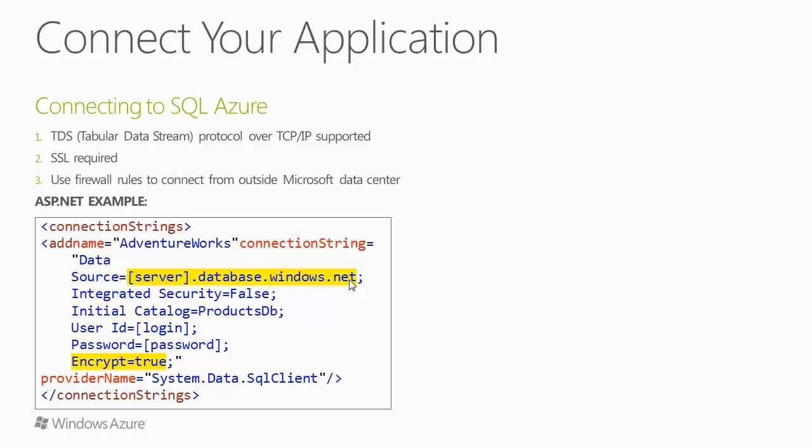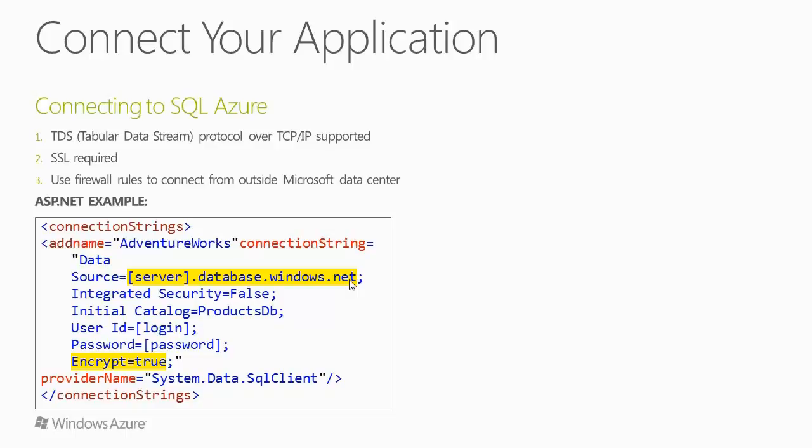That was at the database side, but there are also ways to protect and secure your SQL Azure database from the application side. Again, SQL Azure is not really that much different from SQL Server. It does use the TDS protocol, the tabular data stream over TCP/IP. That's supported, so really nothing changes from your application. But the difference here is that SQL Azure only supports SSL connections, so SSL is required.